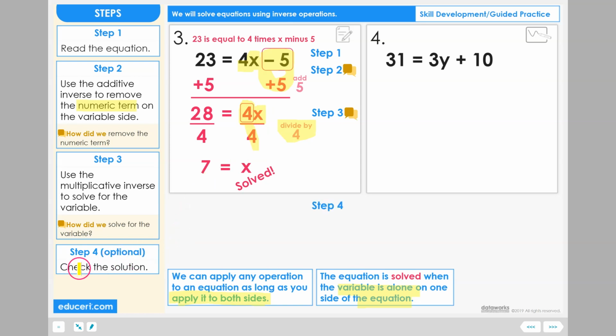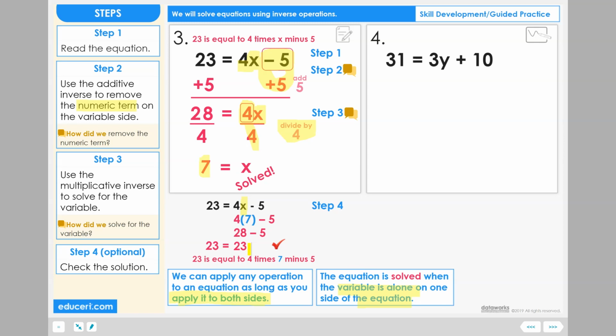Step 4 is optional. To check the solution, we would write the original equation and replace the variable with 7 to make sure that 4 times 7 minus 5 equals the value of 23. 4 times 7 equals 28. 28 minus 5 equals 23, and we confirm that 23 equals 23 is a true comparison of values, and so that means that 23 is equal to 4 times 7 minus 5, or that the value x equals 7 makes the equation true.